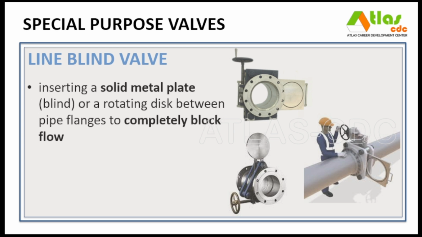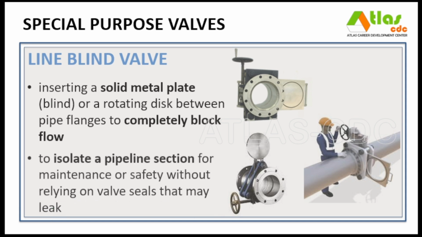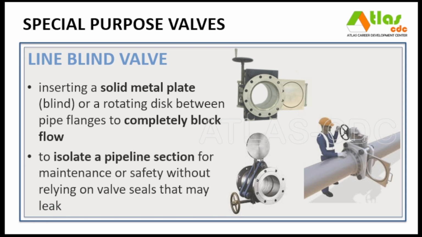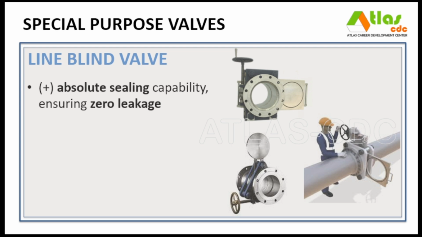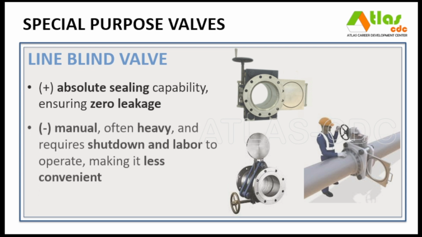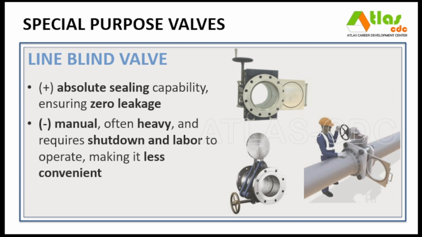A line-blind valve works by inserting a solid metal plate, blind, or a rotating disc between pipe flanges to completely block flow, providing a positive shutoff that is visually verifiable. Its function is to isolate a pipeline section for maintenance or safety without relying on valve seals that may leak. A major advantage is its absolute sealing capability, ensuring zero leakage, especially in hazardous fluid systems.